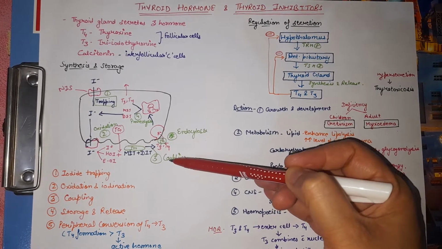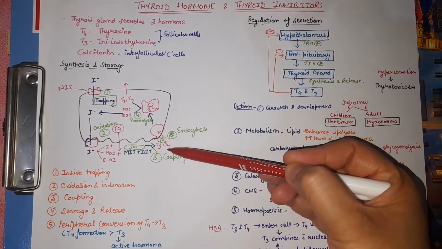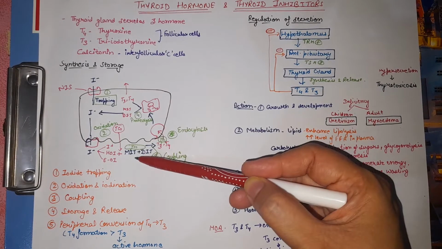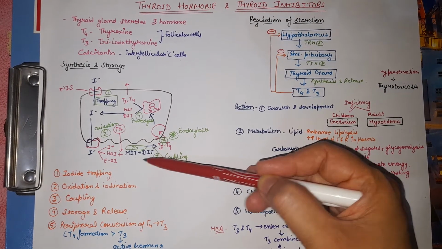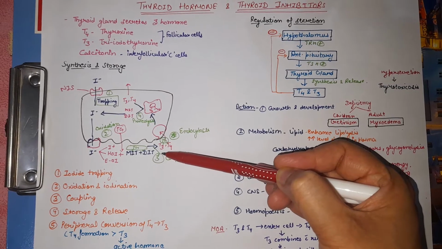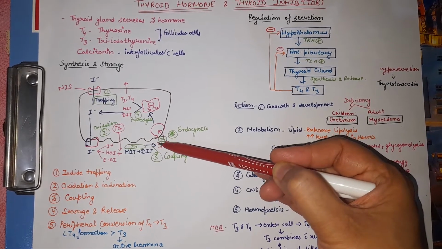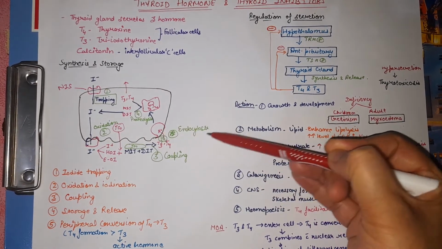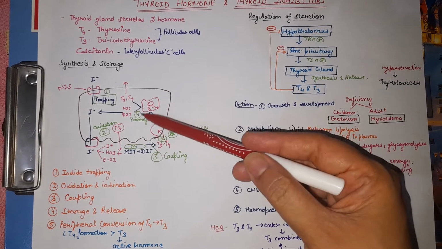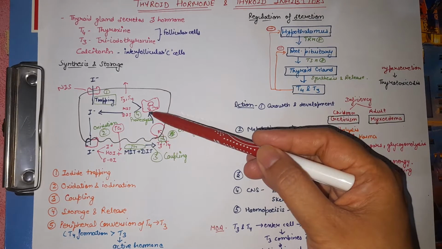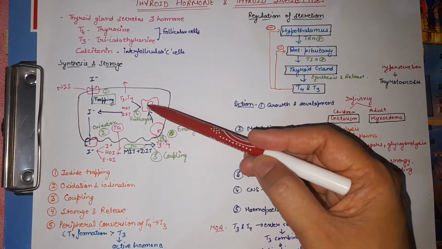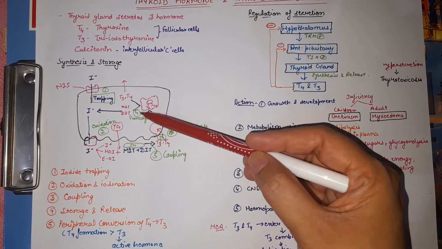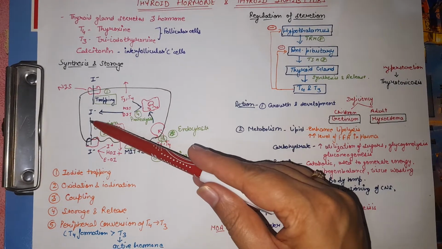Coupling means that when two DIT molecules join, there will be formation of T4, that is thyroxine, and when one DIT molecule combines with one MIT molecule, there will be formation of T3. So here T3 and T4 are formed and they are attached to the thyroglobulin. These are taken into the follicular cell with the help of the endocytosis process. Next, they are stored in vesicles where proteolysis occurs, and from proteolysis T3 and T4 will be released, and MIT and DIT will be separated and again combine with iodide ion.